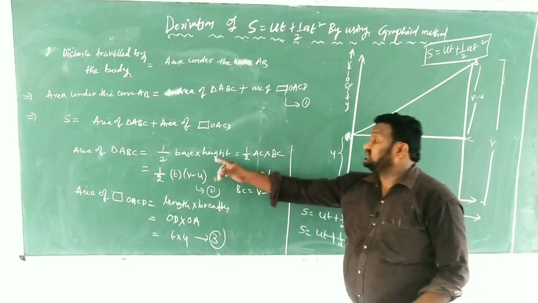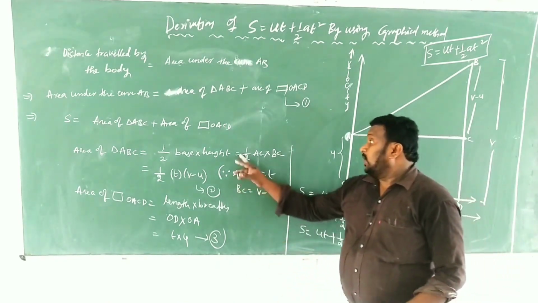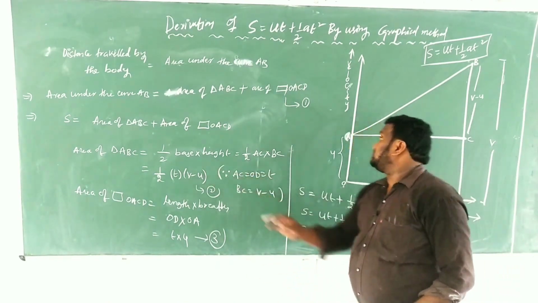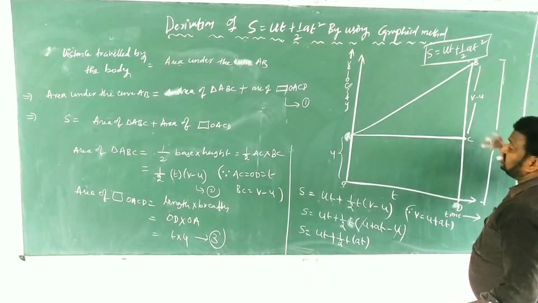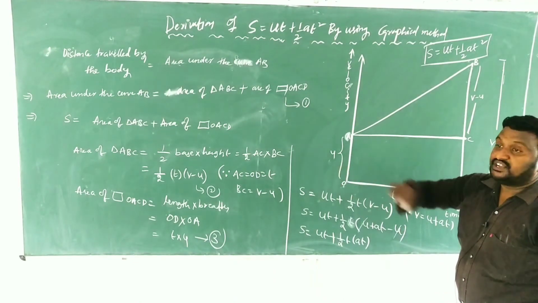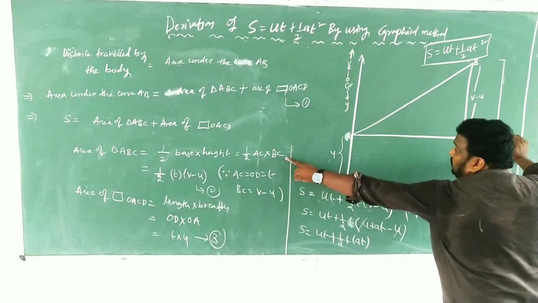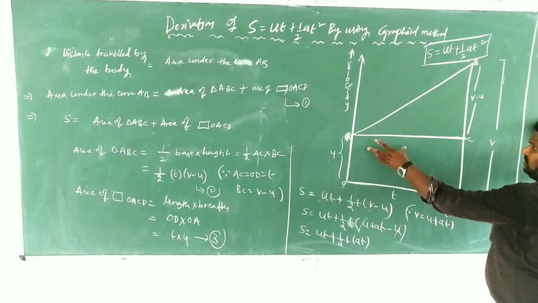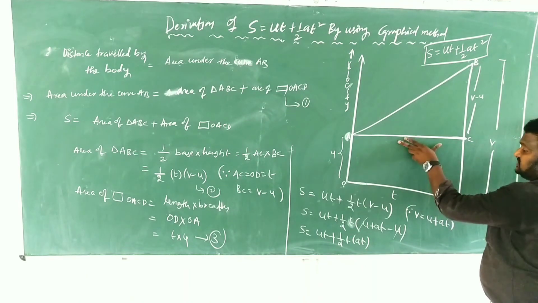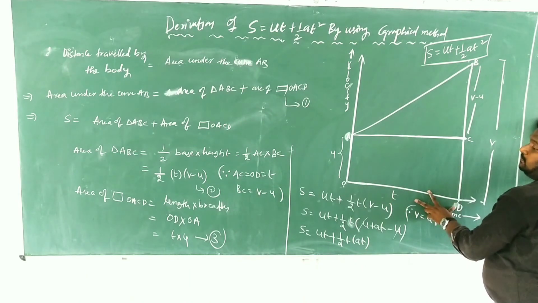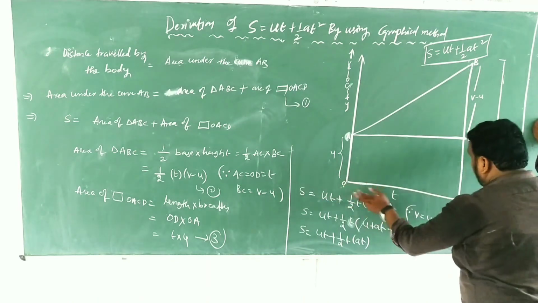Half into base into height. So half into AC, what is the base here? AC. And what is height? BC. That's why you write half into AC into BC. Again, we want to write the value for AC. In a rectangle, opposite sides are equal. That's why AC is equals to OD. Already OD value is T.